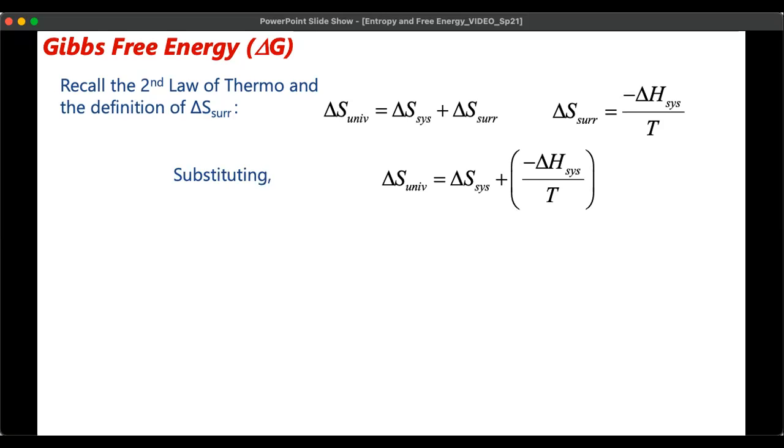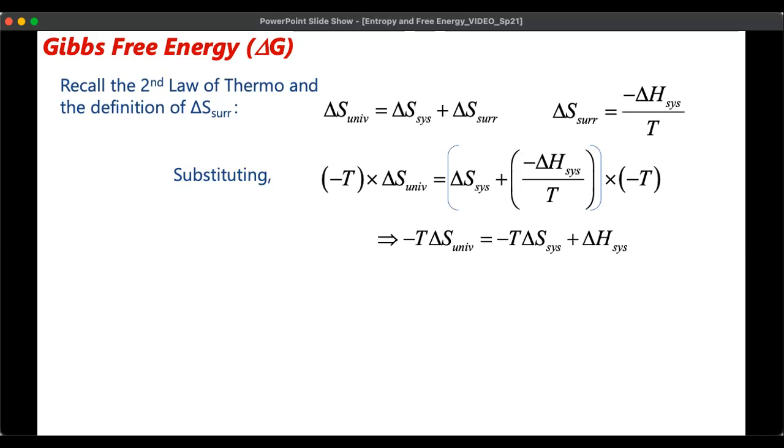So now we have the change in entropy of the system and the change in enthalpy of the system. And now we have the universal change in entropy in terms of just the system. And this is great because it means we don't have to keep measuring the change in entropy of the surroundings. So we're going to multiply this through by negative T so that we can get rid of that T and that negative sign with our delta H. And so we'll do that negative T on the other side.